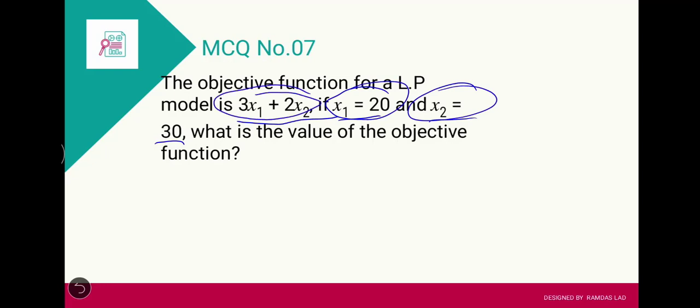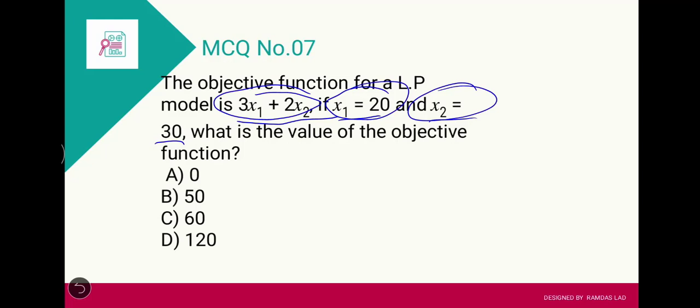So z is equal to 3x1 plus 2x2 is equal to. So you have to calculate this, and the options are given. Option A 0, option B 50, option C 60 and option D 120. So let us put the value.